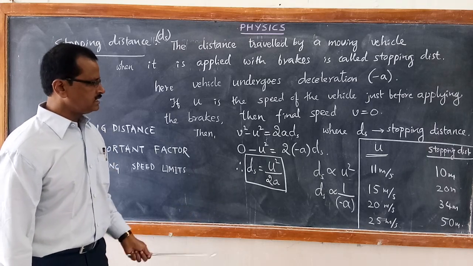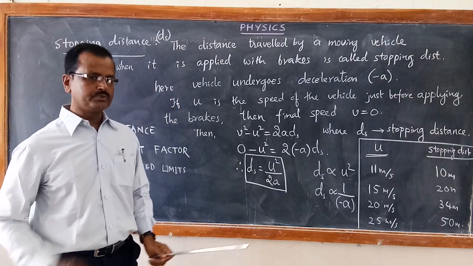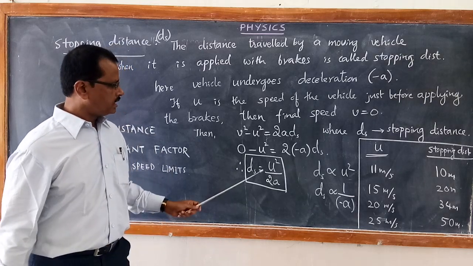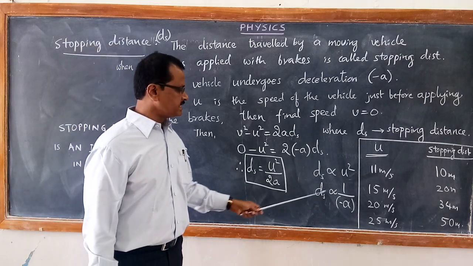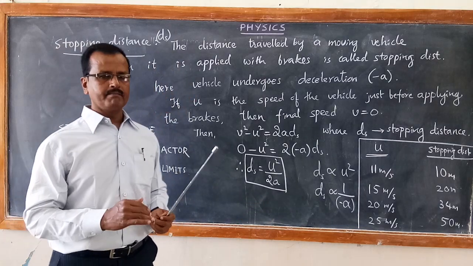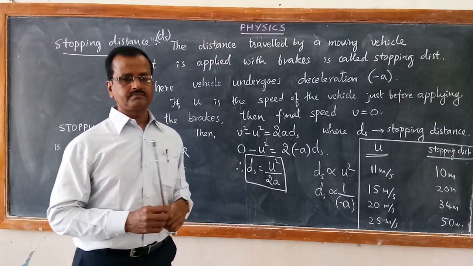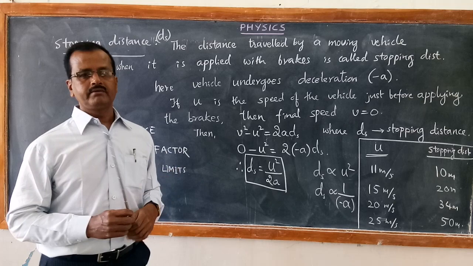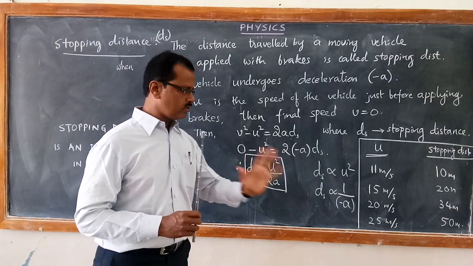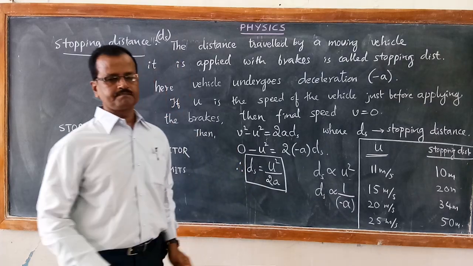This stopping distance is directly proportional to the square of the initial speed with which the vehicle is moving before the brakes are applied. And ds is inversely proportional to the deceleration. It depends on the braking ability of the moving vehicle. The more rapidly the brakes are applied, the more rapidly the vehicle stops, and the distance covered will be shorter.